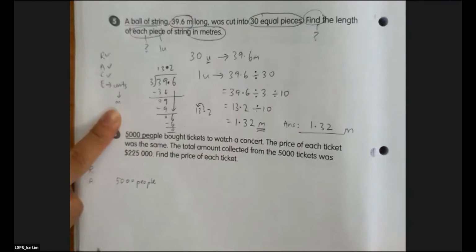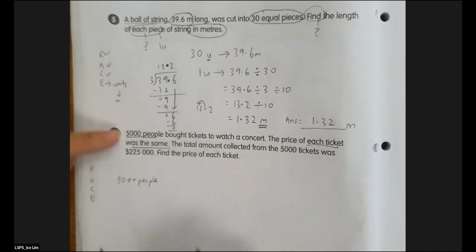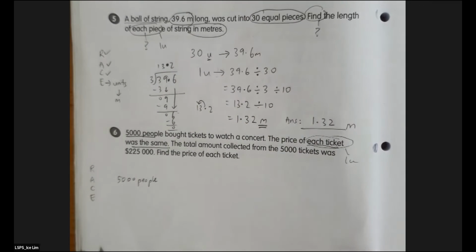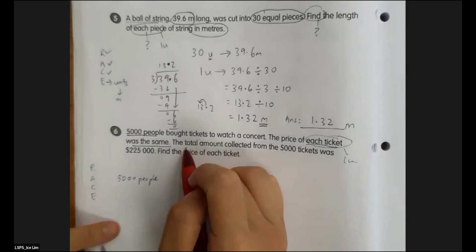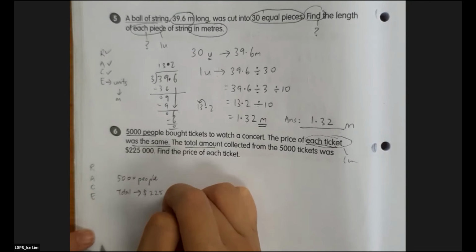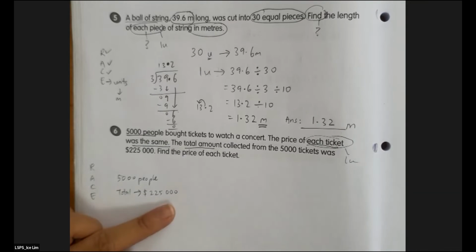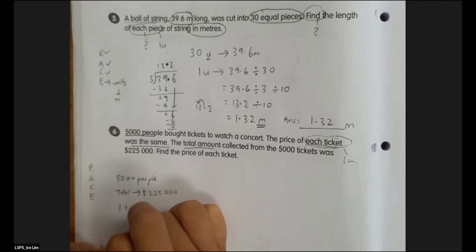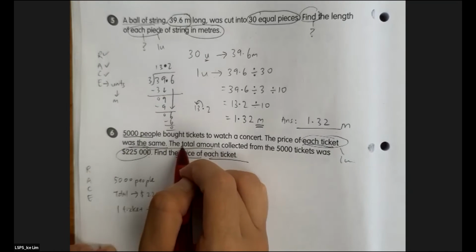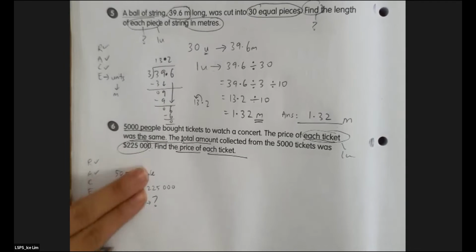Okay, I use the unitary method for this one. Second time I read: 5,000 people. Each ticket is the same, so all tickets are the same thing. So you can immediately tell you can use the unitary method. Given total, $225,000. 1 ticket, question mark. Find the price of each ticket. This was the total. Okay, we're done. Annotation, I write the proofs here. That's done.